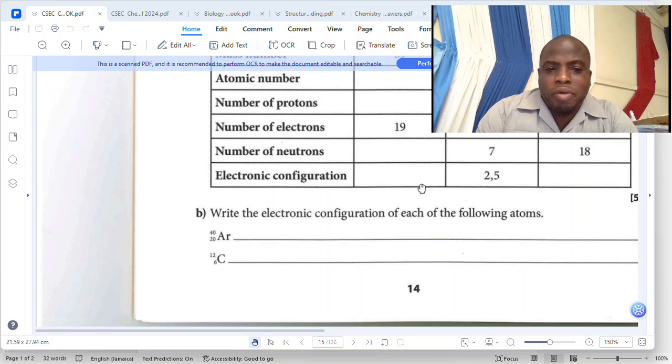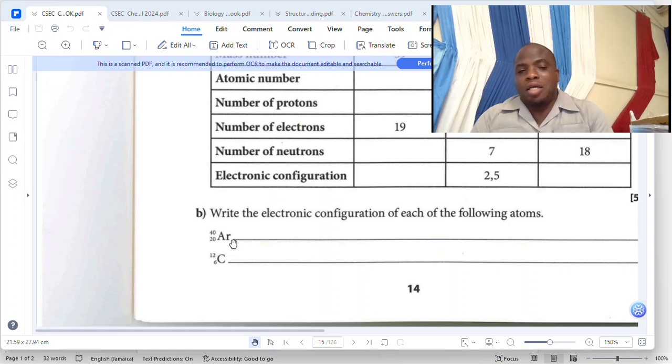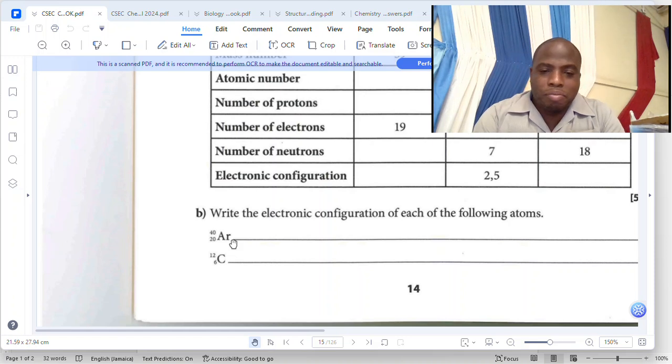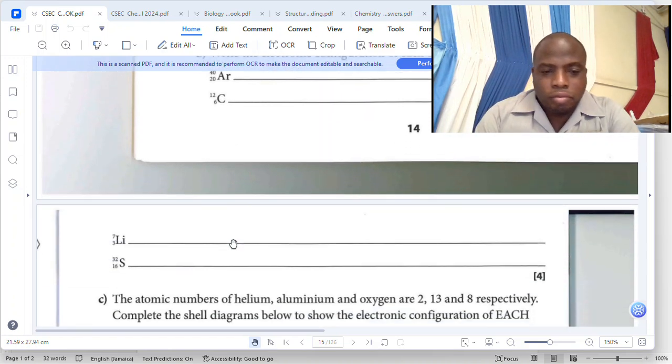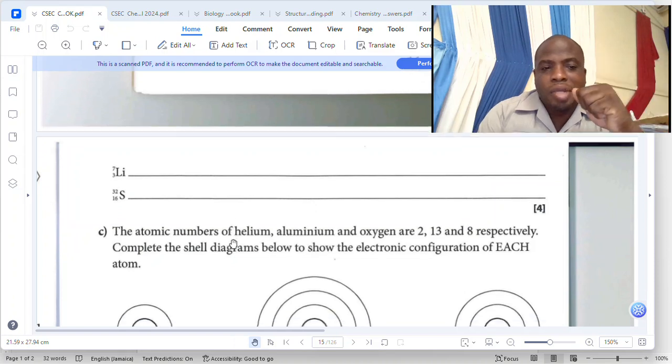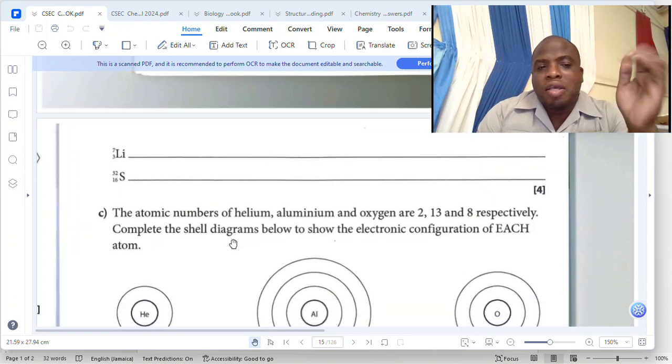We are supposed to be writing the electronic configuration of these atoms. Bear in mind there is a correction here. If you note that we have argon, double check the atomic number. So this is just a mistake. We have lithium, and we also have sulfur.